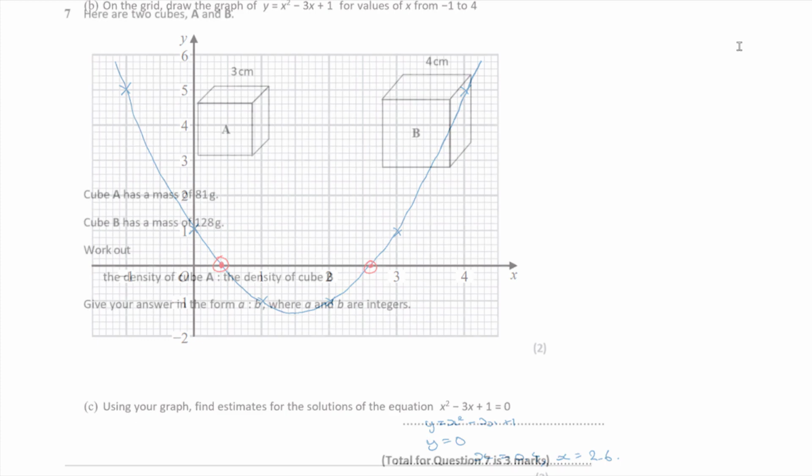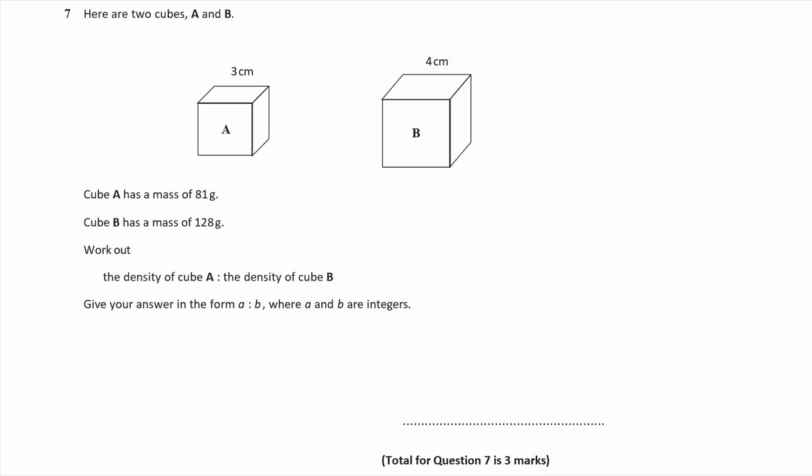So you just need to read off the value from your graph to the nearest little square, you'll be fine. Question 7, here are two cubes A and B. Cube A has a mass of 81 grams, and cube B has a mass of 128 grams. Work out the density of cube A to the density of cube B as a ratio. Give your answer in the form A to B, where A and B are integers. Okay, right, so let's have a look at this question. Now we're told that this one, A, has a mass of 81 grams. I'm just going to write it next to it so I can visualize it all together. So that one's 81 grams, and this one has a mass of 128 grams.